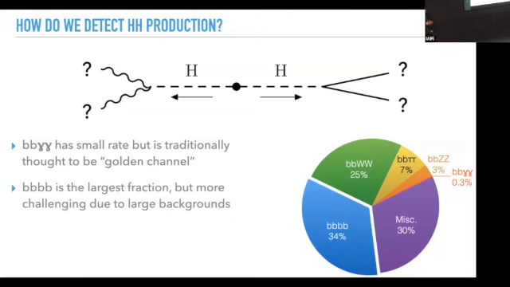So of course, because the Higgs decays to bs most of the time, this 4b channel is the largest fraction, but in many ways it's very challenging. First and foremost is because there's a lot of backgrounds. There's a lot of ways to produce 4 bottom quarks, or things that look like bottom quarks, at the LHC, and so that can be a big challenge.